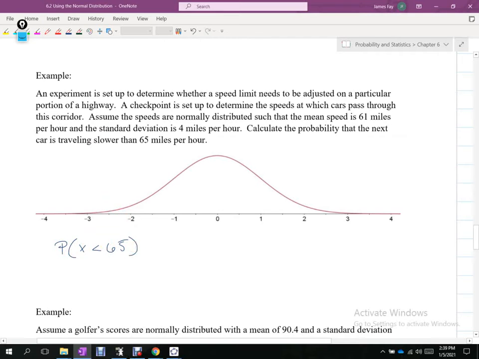All right, so the question here is the probability that x is less than 65. So we need to standardize that if that's the route we're going to go. So I'm going to use z is equal to x minus mu over sigma. X being 65. Mu was 61. That was the mean, right? And then standard deviation was 4. So that's going to equate to 1. So I'm going to be looking for everything less than 1.